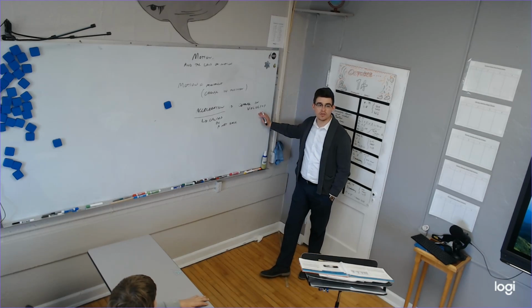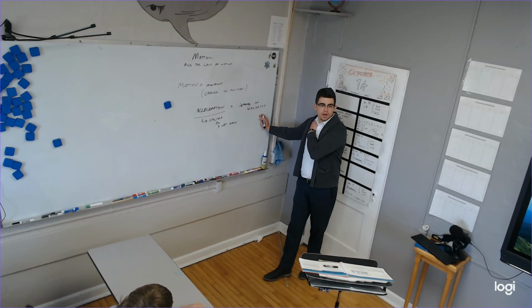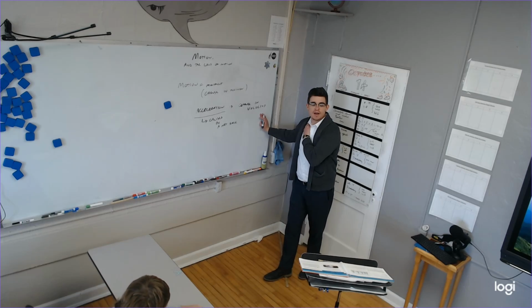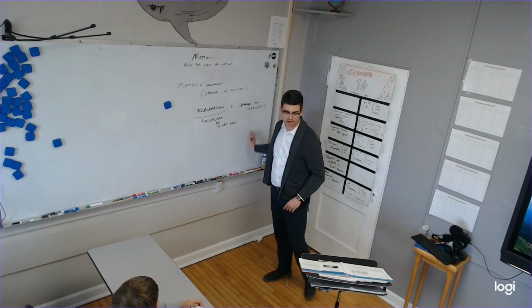Velocity is a measure of speed, and acceleration is a measure of how fast you're changing. Both of those are measures of motion, and motion is a change in position. Okay, so we broke it all back down.